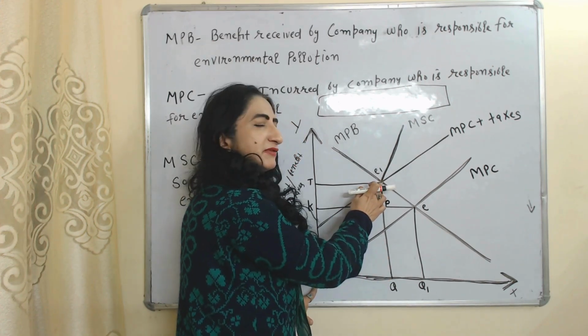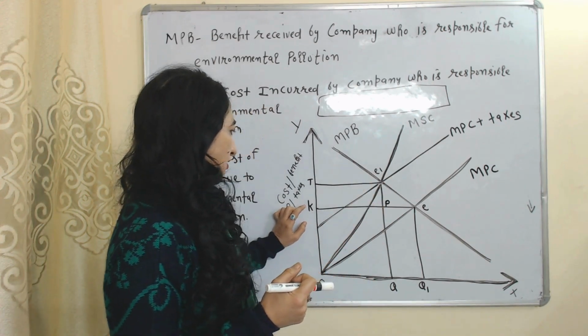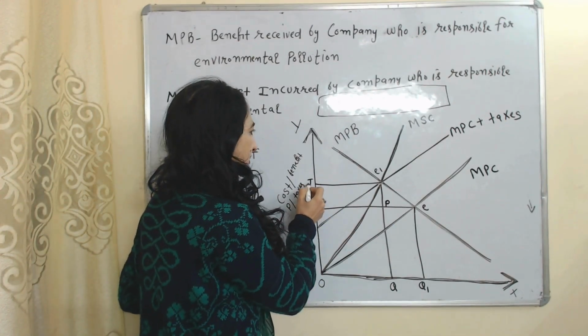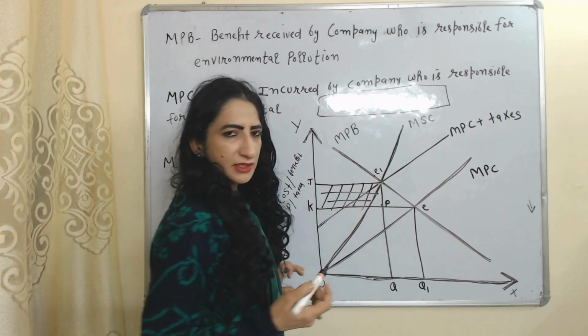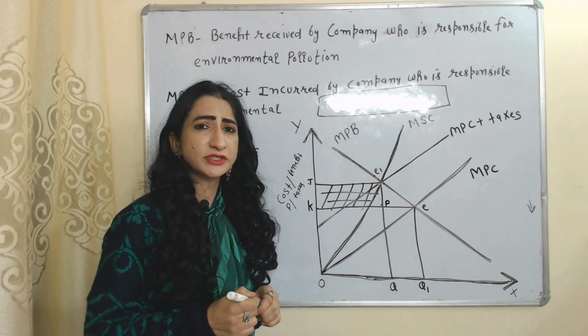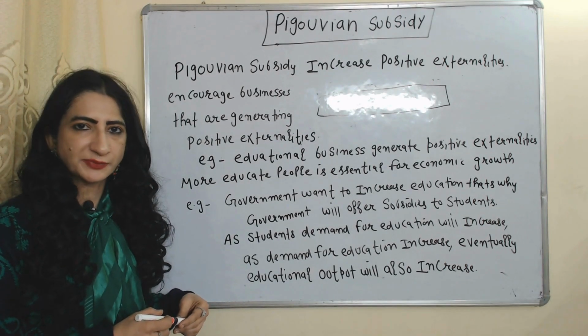And this E1 equilibrium is the socially efficient equilibrium point. And the total revenue collected by government through taxes is equal to KTE1P. This amount of revenue the government can use to compensate the loss of society, which faced so much environmental pollution. Now we will look at Pigouvian subsidy.